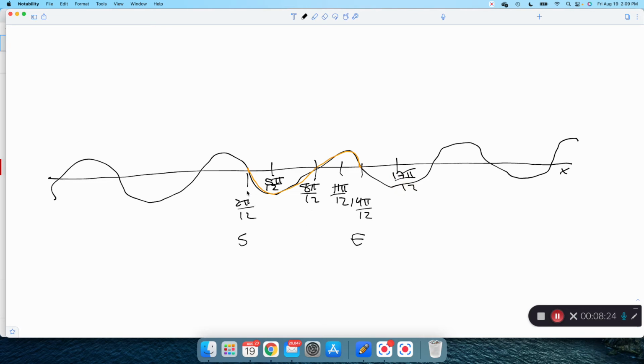Okay, let's go backwards. So I'm at 2. The next place I'm going to label is right here. And then here. Then here. So 2 minus 3 would be negative 1 over 12. And then the next one, minus 3, would be negative 4 pi over 12.